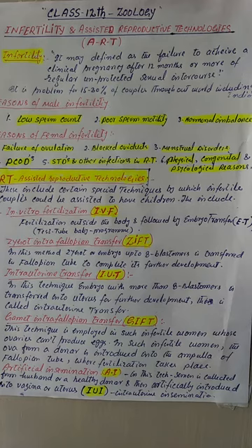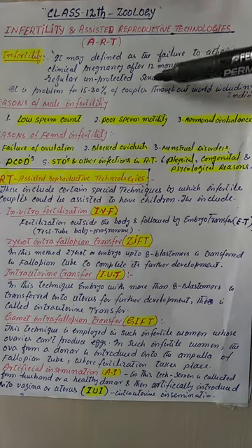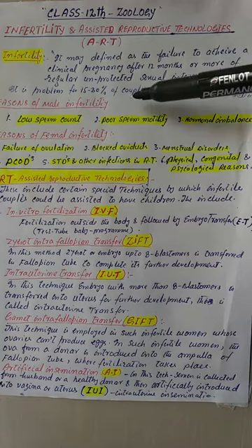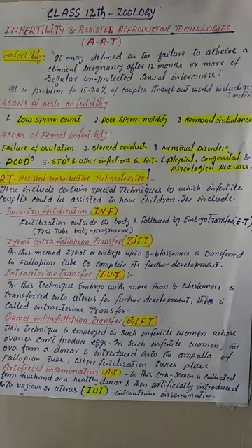My topic today is infertility and assisted reproductive technologies, abbreviated as ART. First of all, we must define what infertility is. Infertility may be defined as the failure to achieve a clinical pregnancy after 12 months or more of regular unprotected sexual intercourse. It is a problem for 15 to 30% of couples throughout the world, including India.